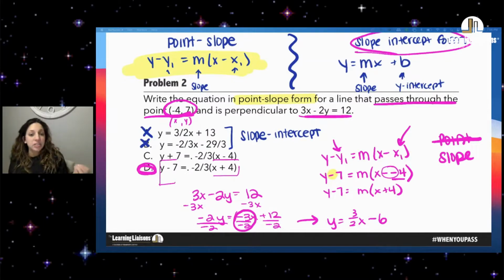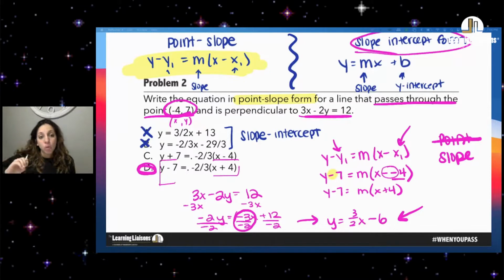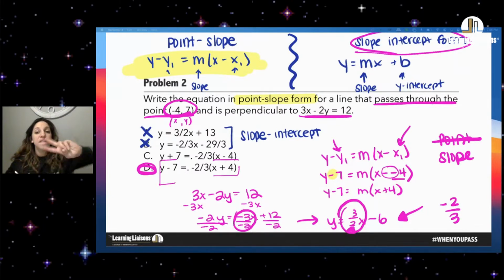Now, they asked us for the equation of a line perpendicular to this line. What does that mean? That means that my slopes are going to be negative reciprocals. So if this is the slope of my given line, I know that the slope of the line we are looking for is going to be -2/3. I'm going to negate this and flip it upside down. Perpendicular slopes are negative reciprocals. I'm going to negate it and flip it. Does that make sense? So in this case, my answer is D by process of elimination, but now you know why.